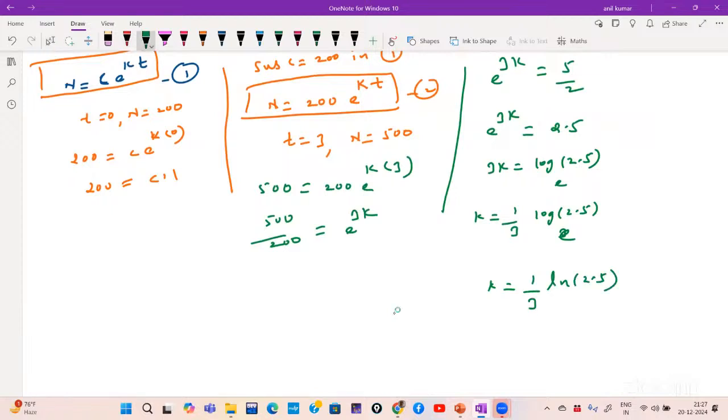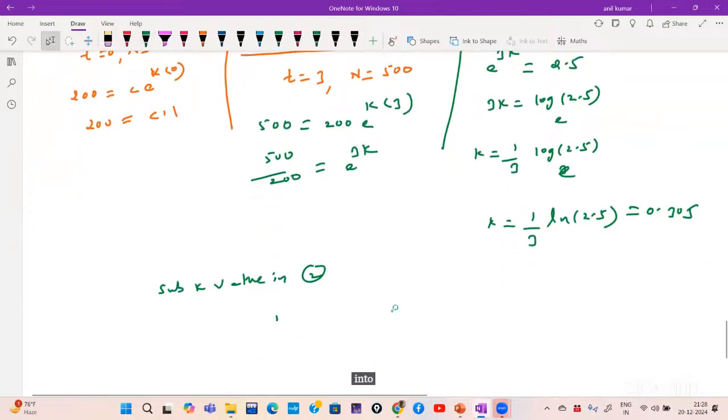This value is 1 by 3 ln. If you have a calculator, tell me. Otherwise, I will calculate here. 0.305. Substitute now the k value into e power.